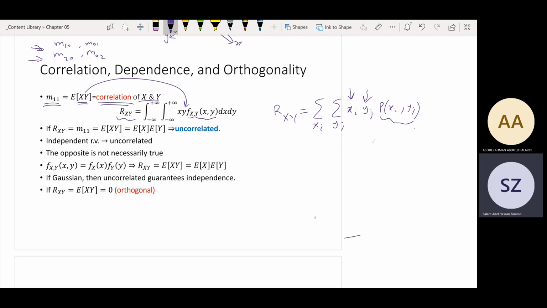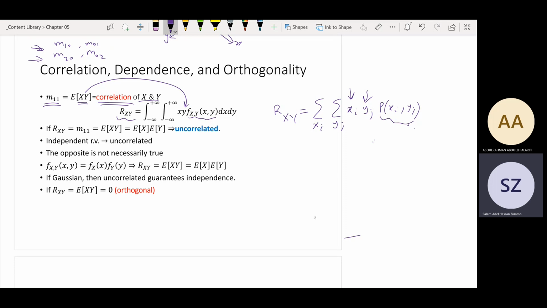If this is a very high frequent pair, xi, yj, and xi and yj are both large, what do I get? Large number, صح؟ الآن if we have a high frequent pair, however, xi and yj واحد منهم صغير والثاني كبير, what do I get? Smaller number, right? What about if both of them are small? I get an even smaller number. What about if I have a large xi and large yj, but low probability, less frequent? I get a smaller number.